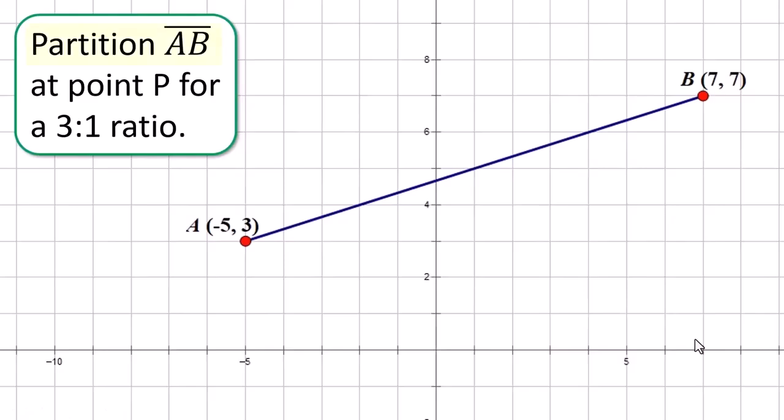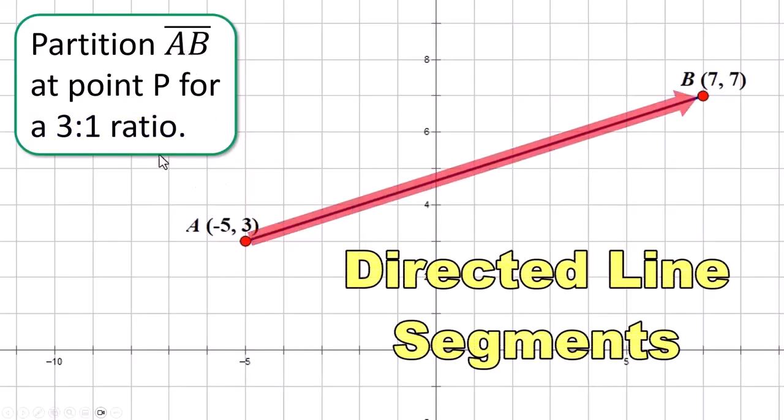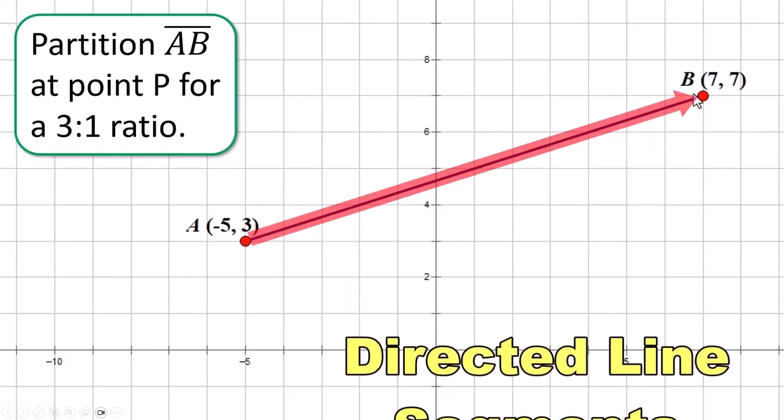For partitioning line segment AB at a point P so that it's in a 3-to-1 ratio. These are referred to as directed line segments. It matters where you start when you're dividing these things up into these ratios. AB means you're starting at A and going to B.